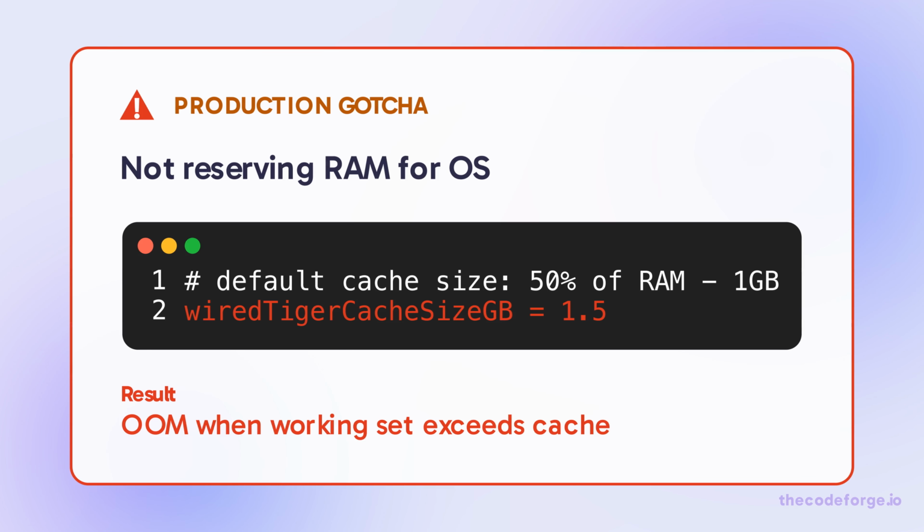MongoDB's memory usage is not just your data, it's cache, journal, and connections. Always reserve 25–30% of RAM for the OS and other processes. The default cache size can cause OOM if the working set is larger than the cache.